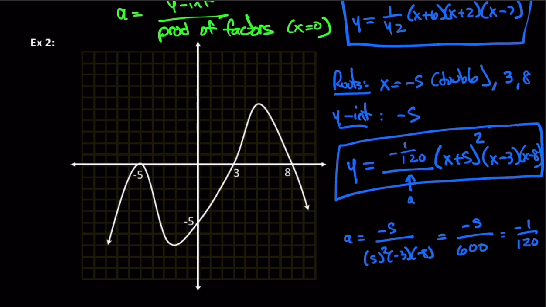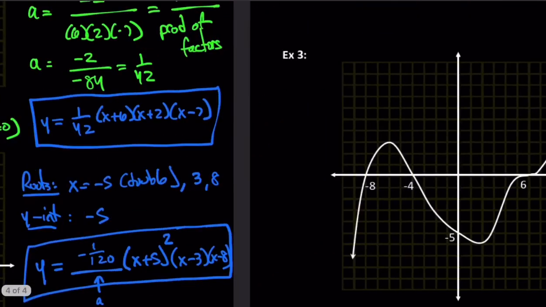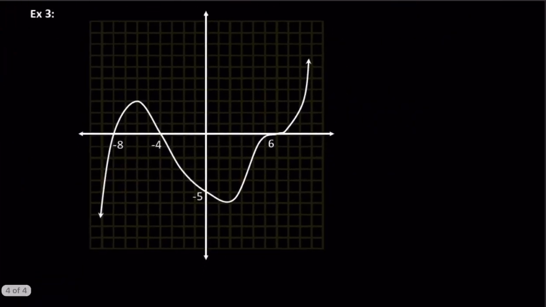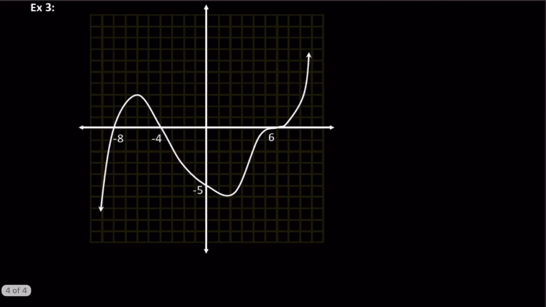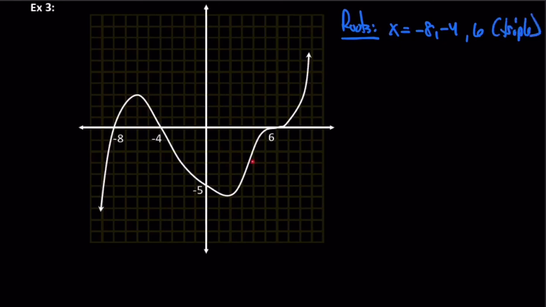All right, a couple more. 2 more. Example 3. Let's write this equation. First, let's get our roots. X equals -8, -4, and 6. And notice 6 is a triple. How do I know that? Flattens out, passes through. My y-intercept, y equals -5.